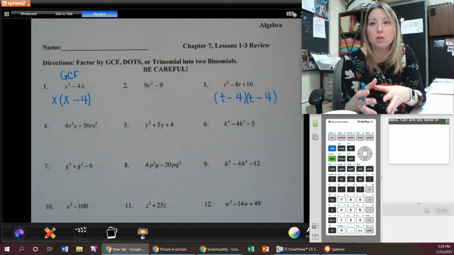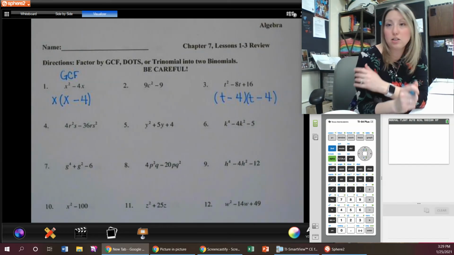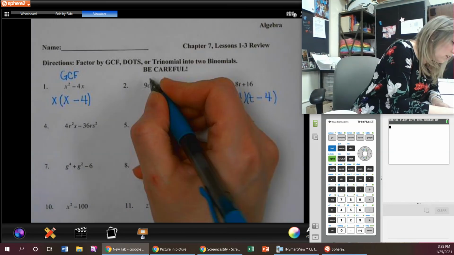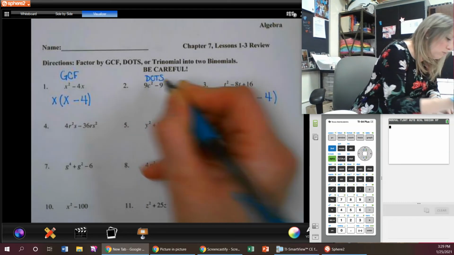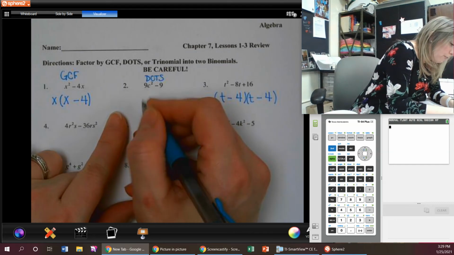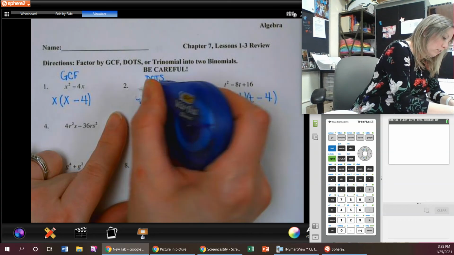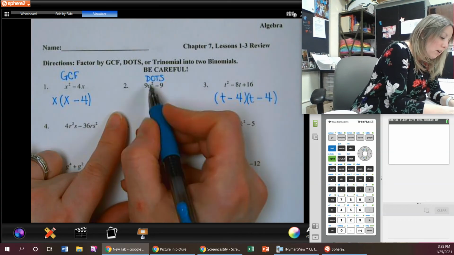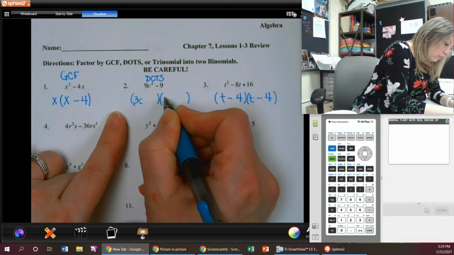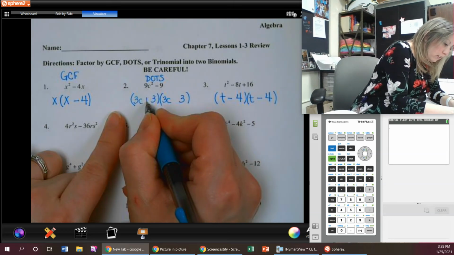Now, what's the difference with number 2? Well, number 2 is a perfect square minus a perfect square. 9c squared is a perfect square. 9 is a perfect square. And I'm subtracting them. So this is DOTS. That's what you need to be on the lookout for. Okay? So we've got taking the difference of two perfect squares. Square root of 9c squared, 3c in the front, square root of 9 in the back, 3, plus and minus sign between them.